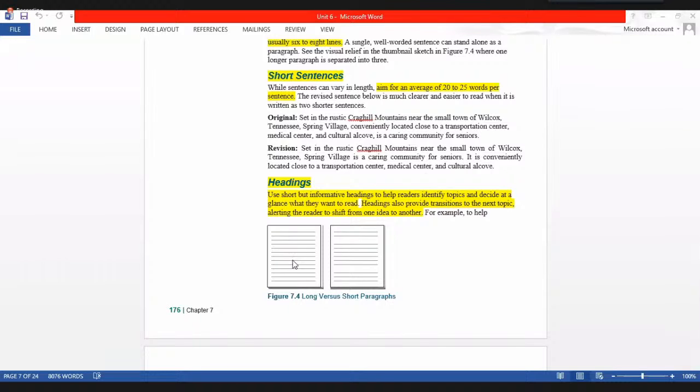So this is a long paragraph, and see, this is the format of a short paragraph. Okay.